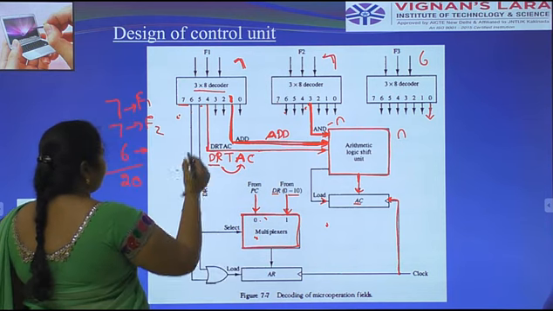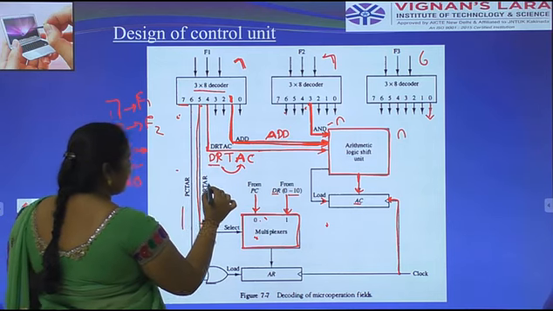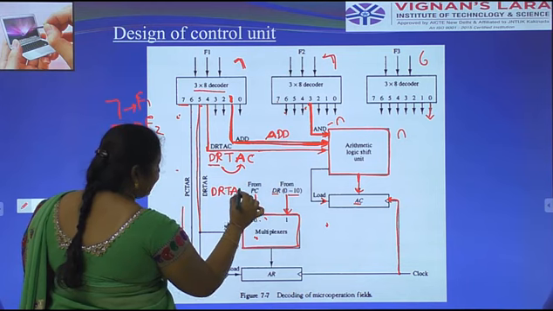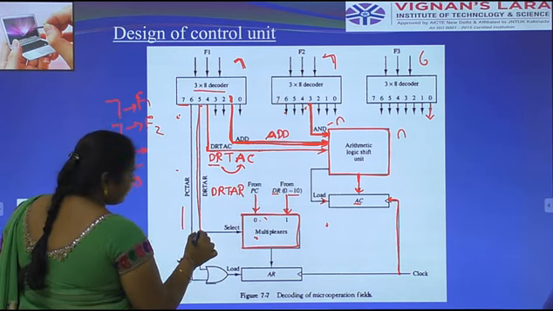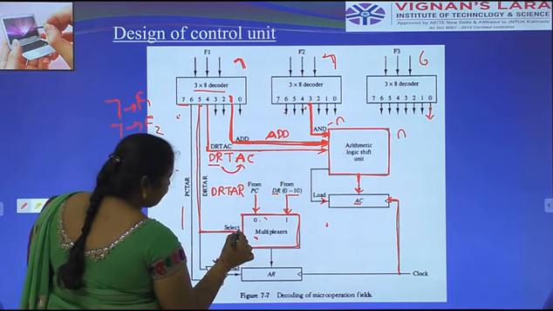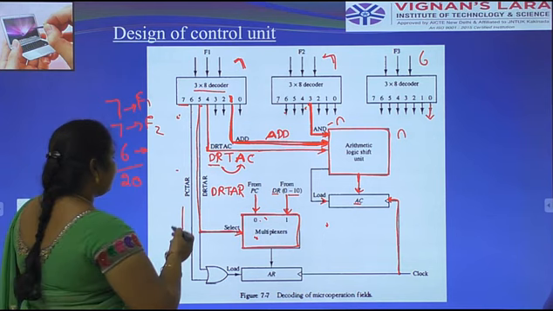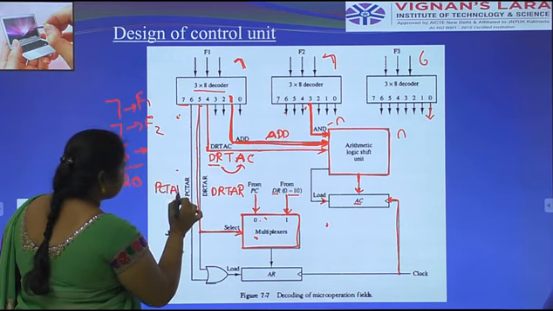Next, coming to the fifth output line. Here the data register is transferred to AR. DR means data register, AR means address register. That is selected through the multiplexer, and that information is transferred to the multiplexer. Here PC is transferred to AR.